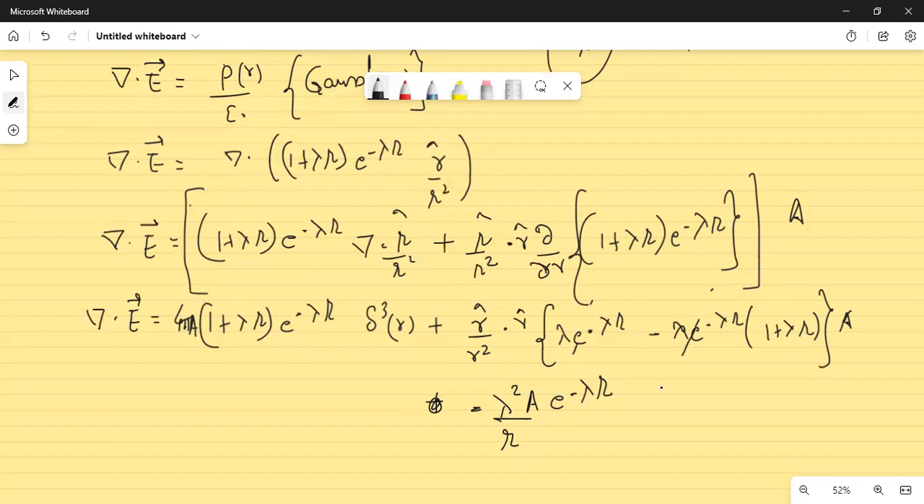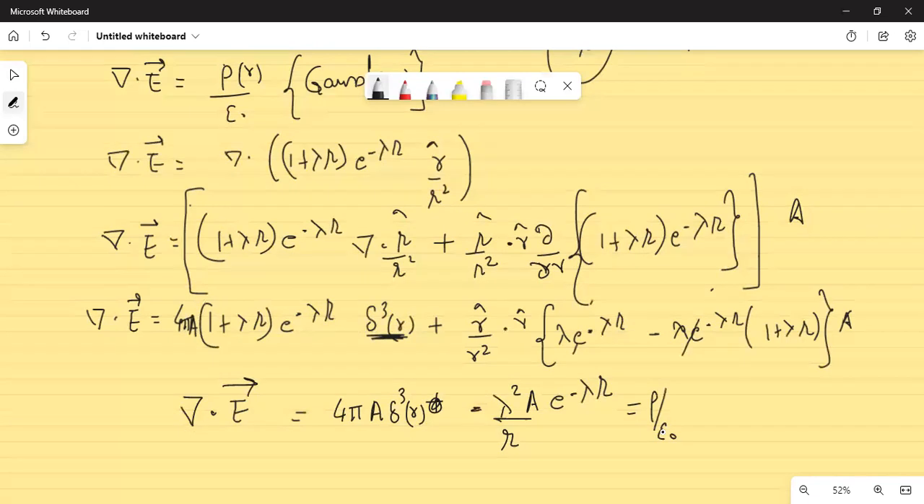I hope it is clear. And this particular thing, because Dirac cube of r is situated at r equal to 0, will only be there if r is equal to 0, because if r is not equal to 0, this will be multiplied with 0. So forget about all these things. Just write 4 pi a Dirac cube of r. All these things I have discussed in a lecture separately, so I'm just doing it quite quickly. So this will be rho upon epsilon.